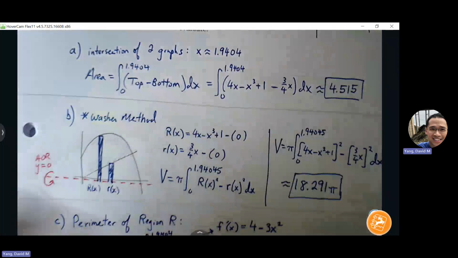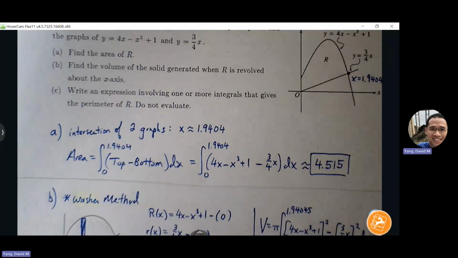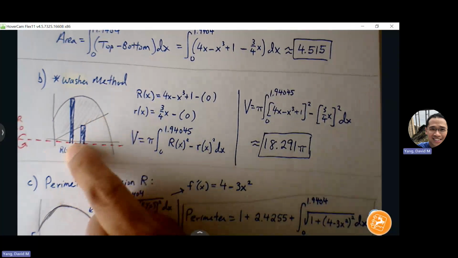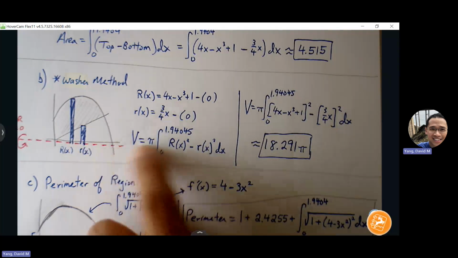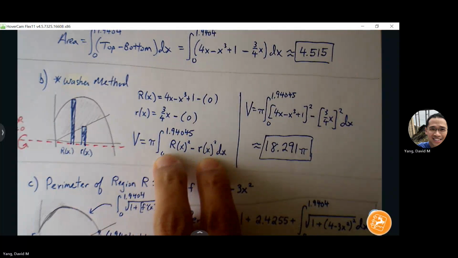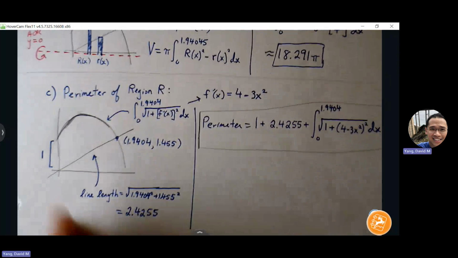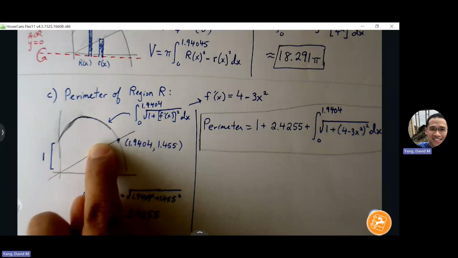Page 11, we have area, top minus bottom, and then we're rotating around a horizontal axis, but there's a gap, and because of the gap, we know it's going to be the Washer method. So it's going to be big R squared minus little r squared in terms of x. And then for the perimeter of a region, we have to use our arc length formula.